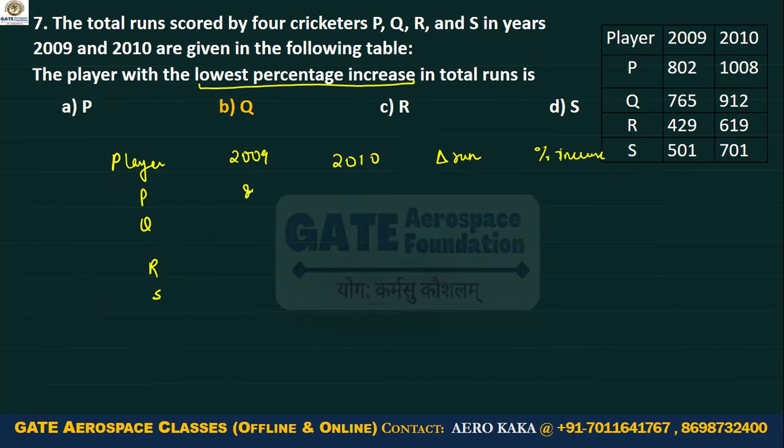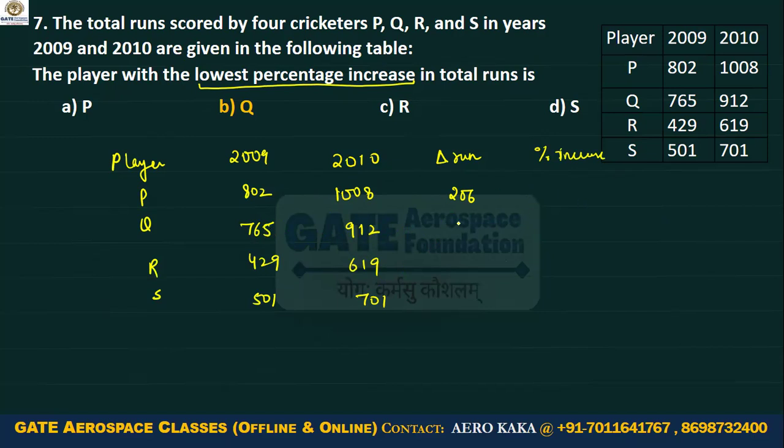In 2009, I have been given 802, 765, 429, and 501. In 2010: 1008, 912, 619, 701. Now I'll find the percentage change in run. So the first one that you are going to get is going to be 206. Second one is nothing but 912 minus 765.